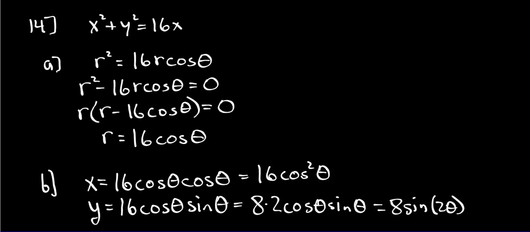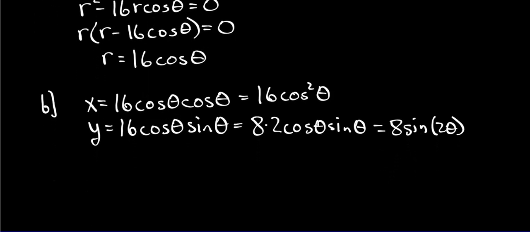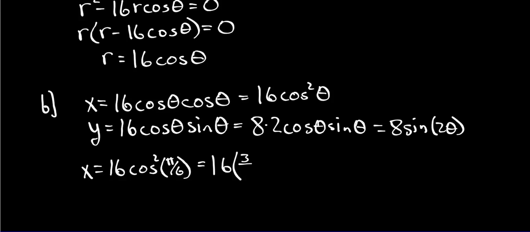Now what I'm working toward is an equation for a tangent at pi over 6. So I want to find the coordinates when theta is equal to pi over 6. So the x coordinate is going to be 16 cosine pi over 6 squared. That's going to be 16 times square root of 3 over 2 squared. So that's going to be 3 over 4, and that's going to be 12, right? Because 16 divided by 4 is 4, and 4 times 3 is 12.